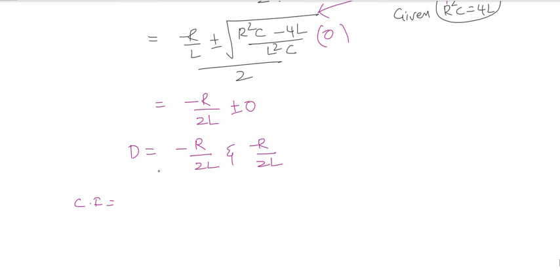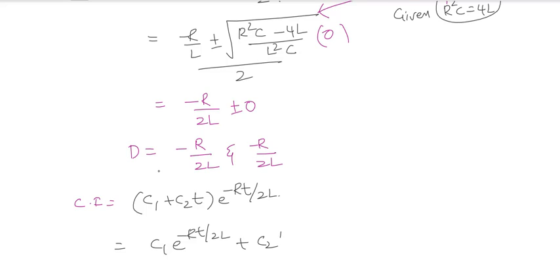My complementary function is C1 plus C2 t into e to the power of minus RT divided by 2L. Am I right or not? So if I just multiply this, you will have C1 e to the power of minus RT divided by 2L plus C2 into t into e to the power of minus RT divided by 2L. So this is your I, that is the solution.